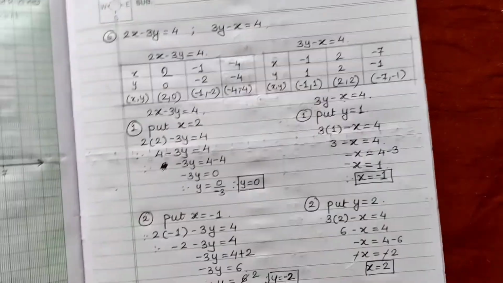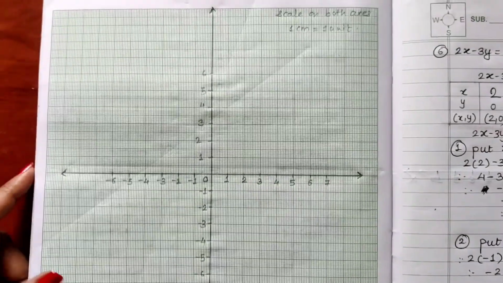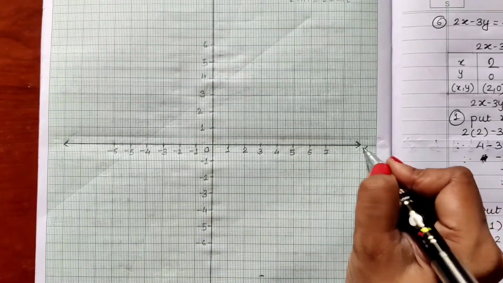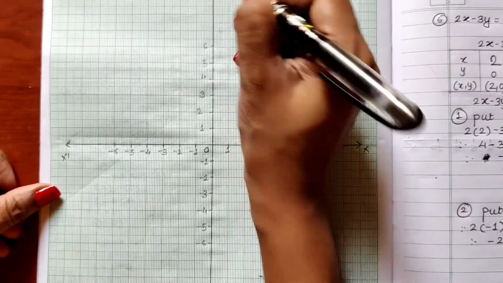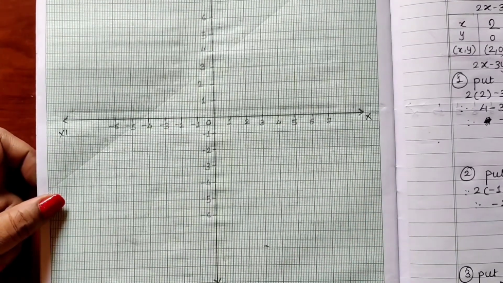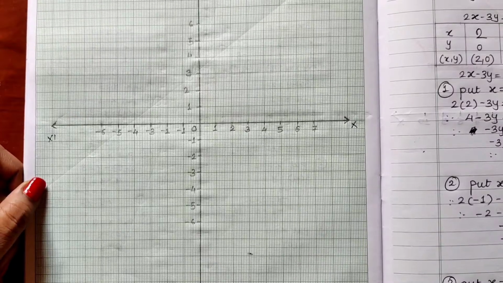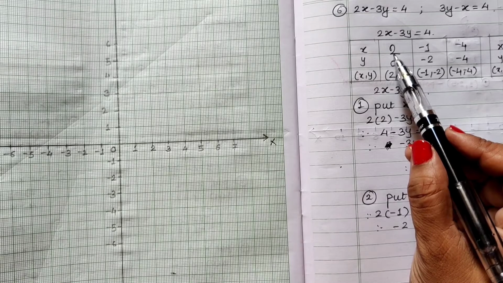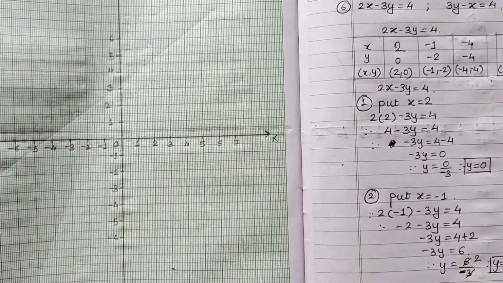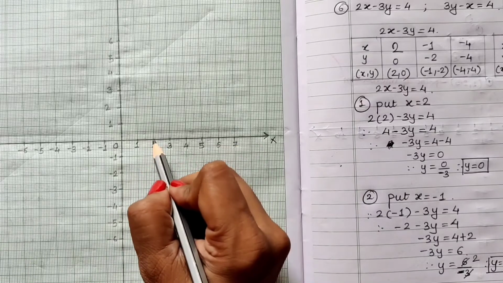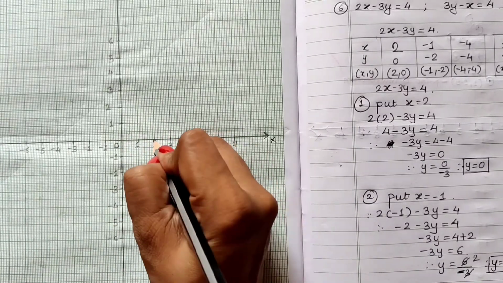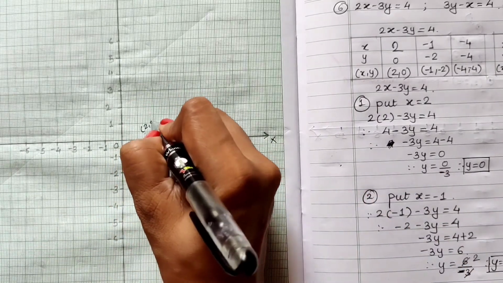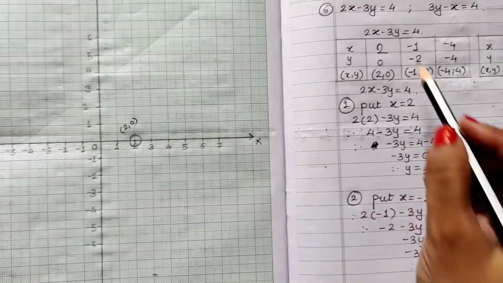Now let us plot the points on our graph. I have written the scale here. I have drawn the x-axis. I have drawn the y-axis, y dash. Now I will be plotting the points. The first point is 2, 0. The y coordinate is 0, the x coordinate is 2. So the point will be on the x-axis. On the x-axis it is 2, on the y-axis it is 0. So this point is 2, 0.